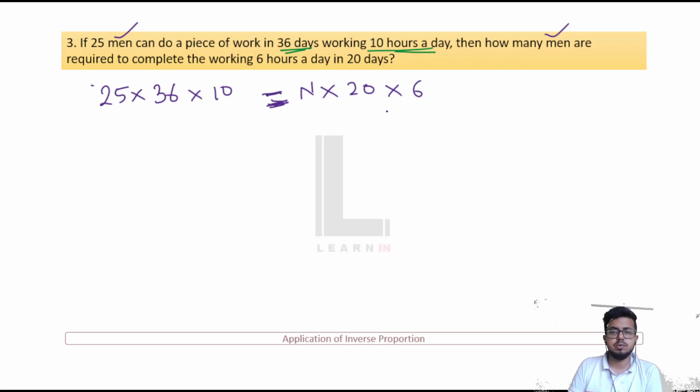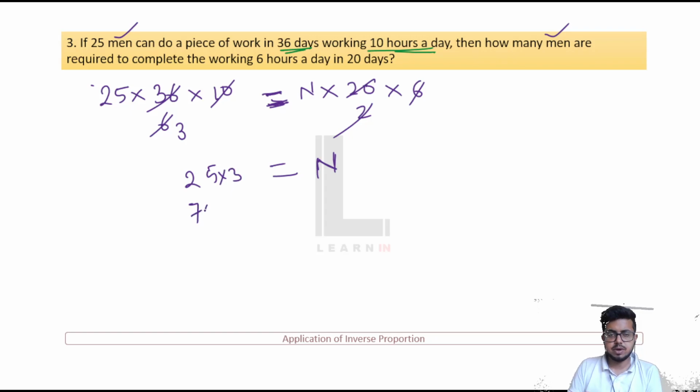Now what are we doing? You can easily find this. This can be crossed as 2, this can be crossed as 6, now this can be crossed as 3. So we are just cancelling them out. So 25 into 3, that is 75 men are needed.